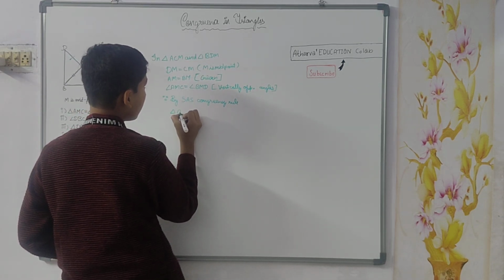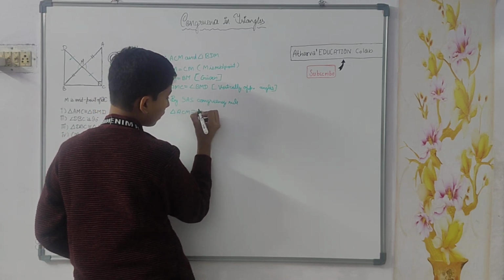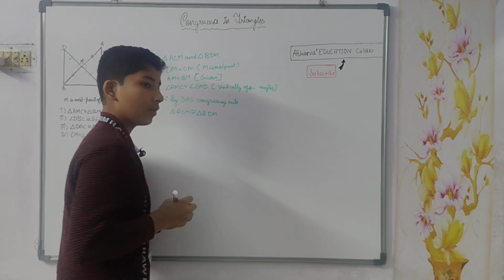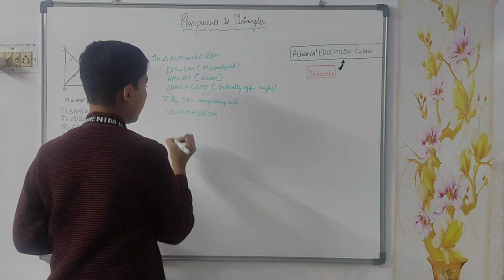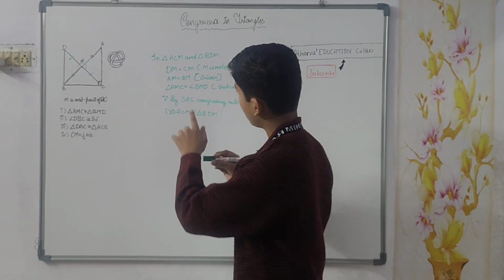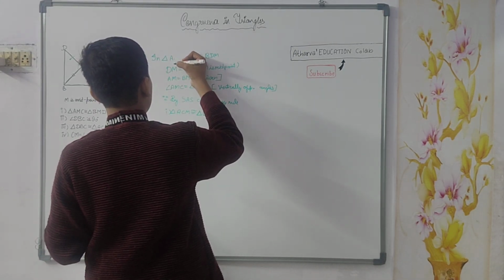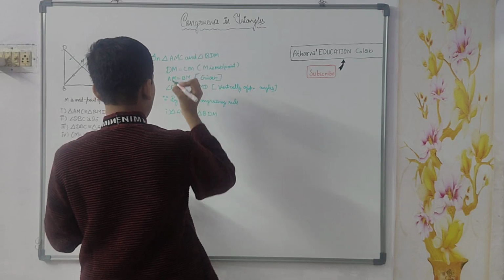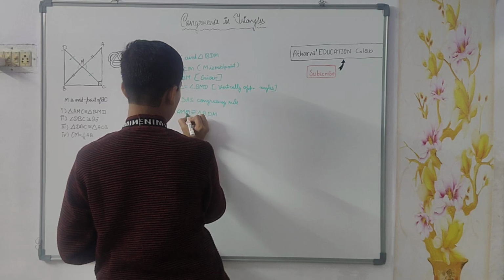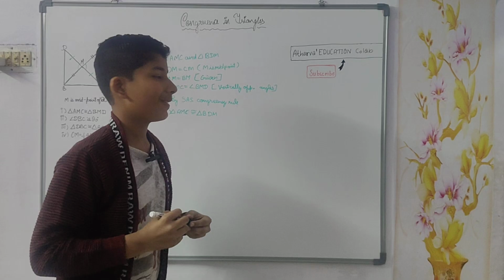triangle ACM congruent to triangle BDM. Okay, so the first one is being proved by us. Now the second one, oh sorry, it is not triangle ACM, it is triangle AMC. Here will also come AMC. Don't mind this mistake, please.